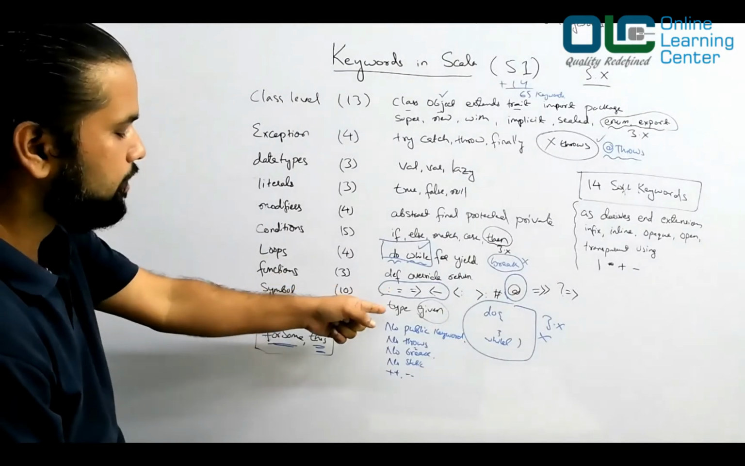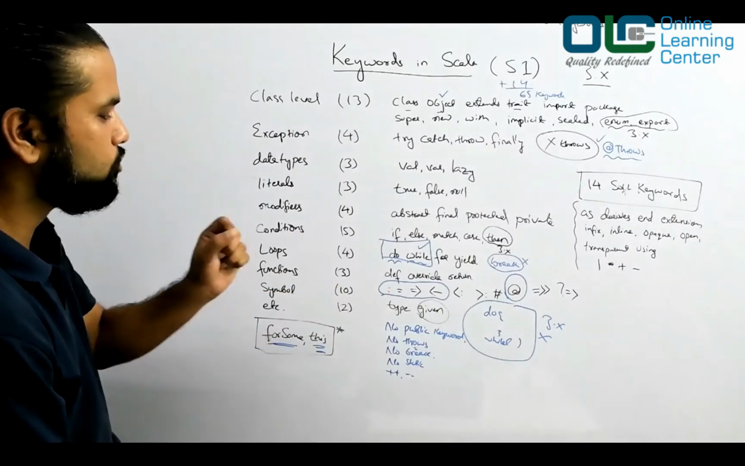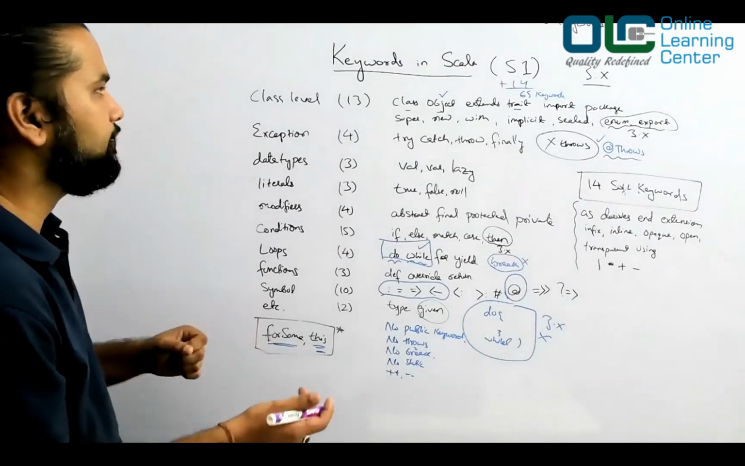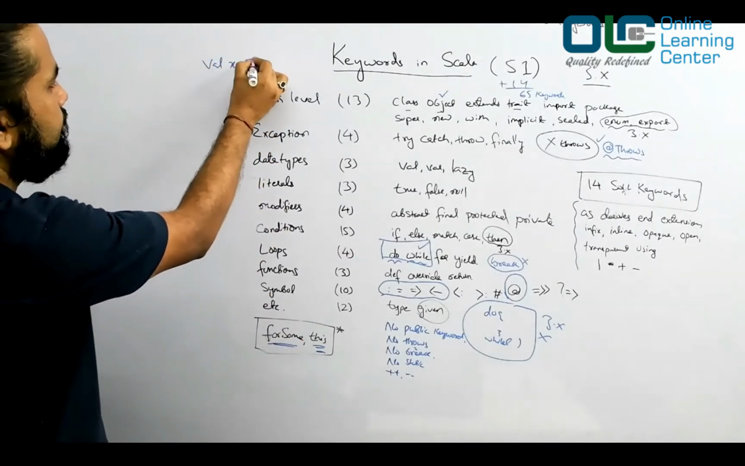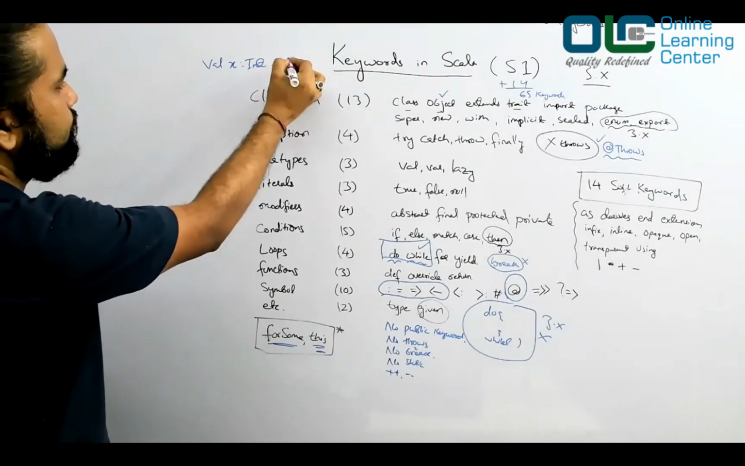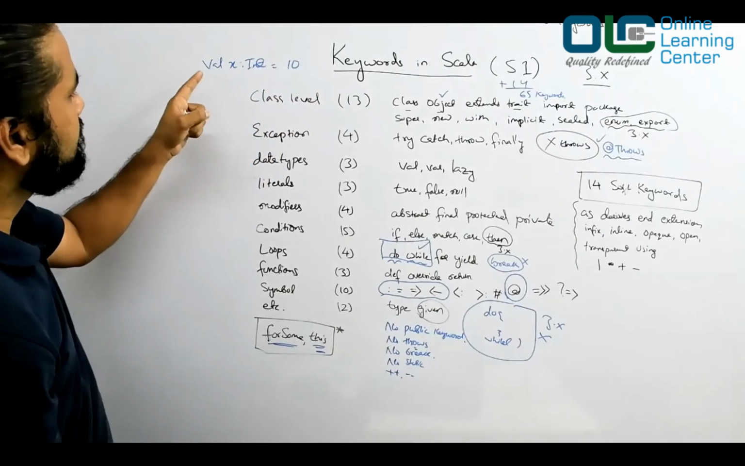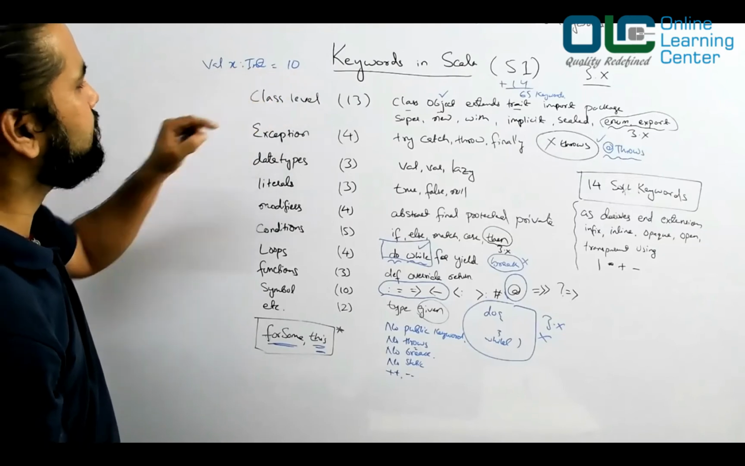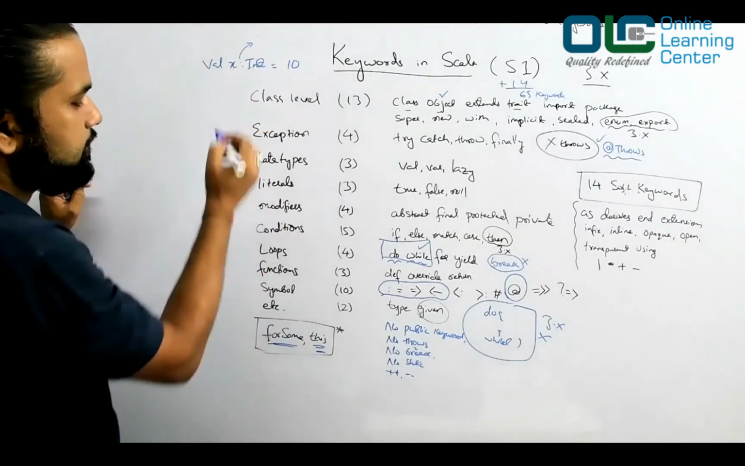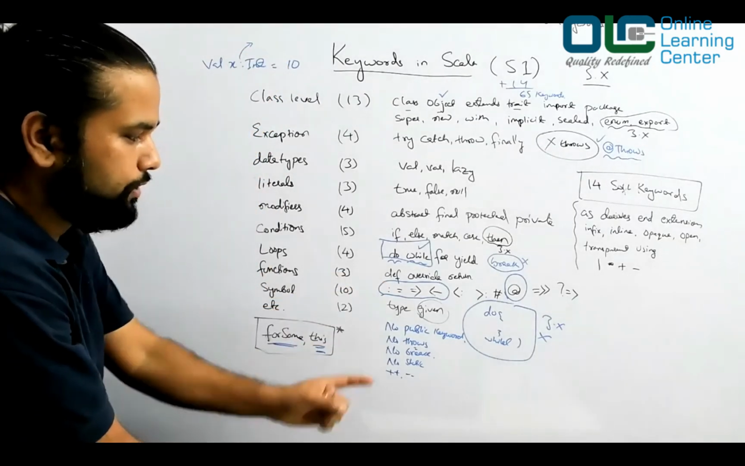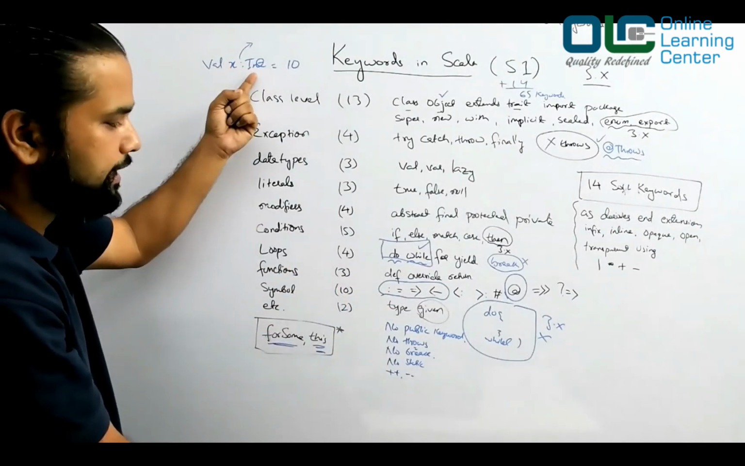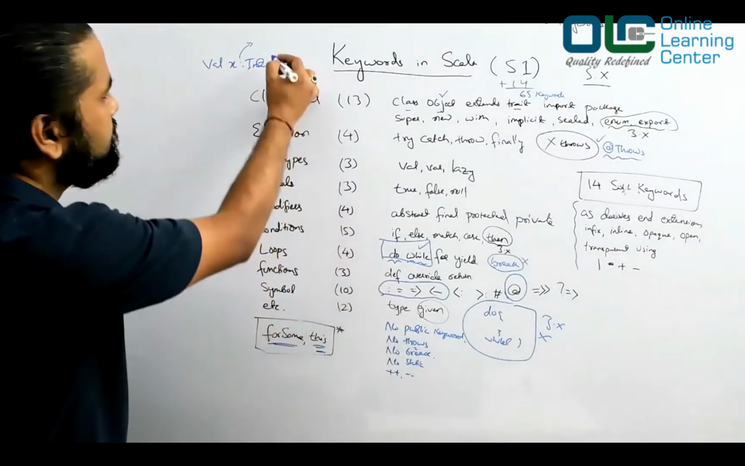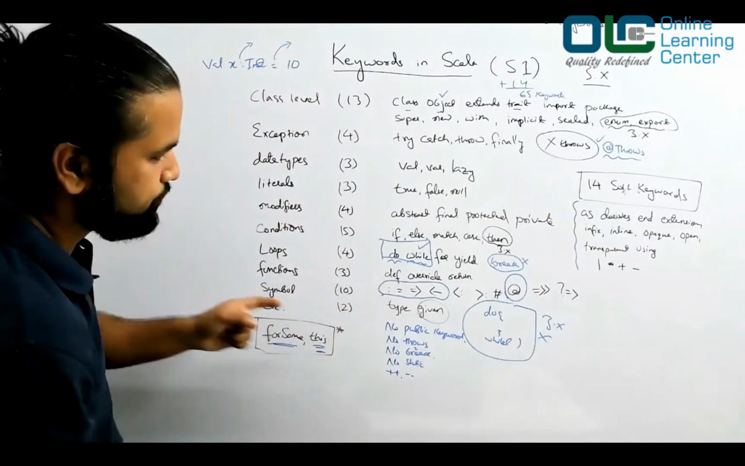Symbols. So you have a colon symbol, and this colon symbol is used when you want to define a variable. So for example, you say val x of int type is equal to 10. So if you see, val x of int type is equal to 10, you are using this. This symbol is used to differentiate your variable and the data type. Equal to is used here.